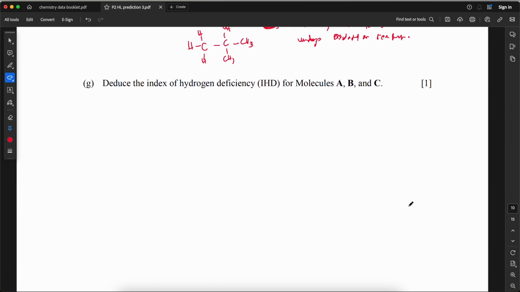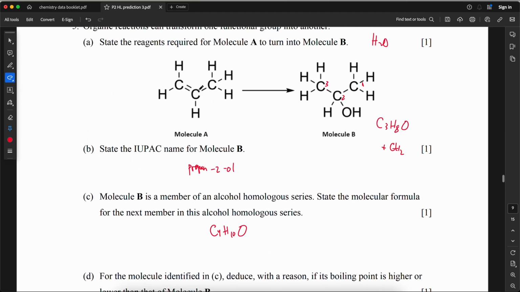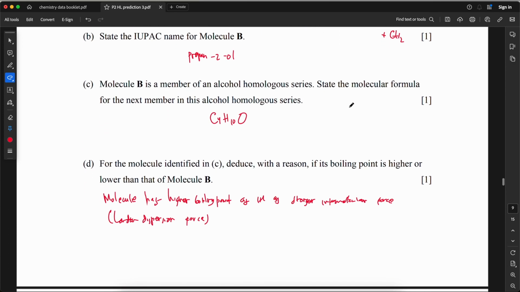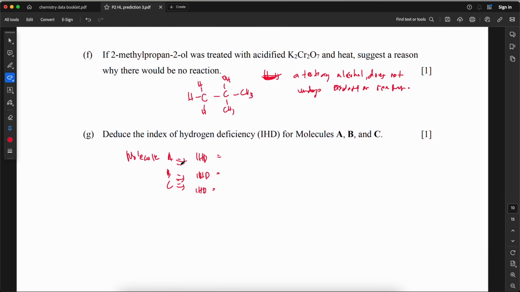Deduce the index of hydrogen deficiency for molecules A, B, and C. The hydrogen deficiency, IHD. Okay, molecule A has a double bond, so IHD will be 1. Molecule B doesn't have a double bond, so it means IHD is 0. And for C, it has 1 double bond, so IHD will be 1. Because 1 double bond between any atoms will give IHD 1.